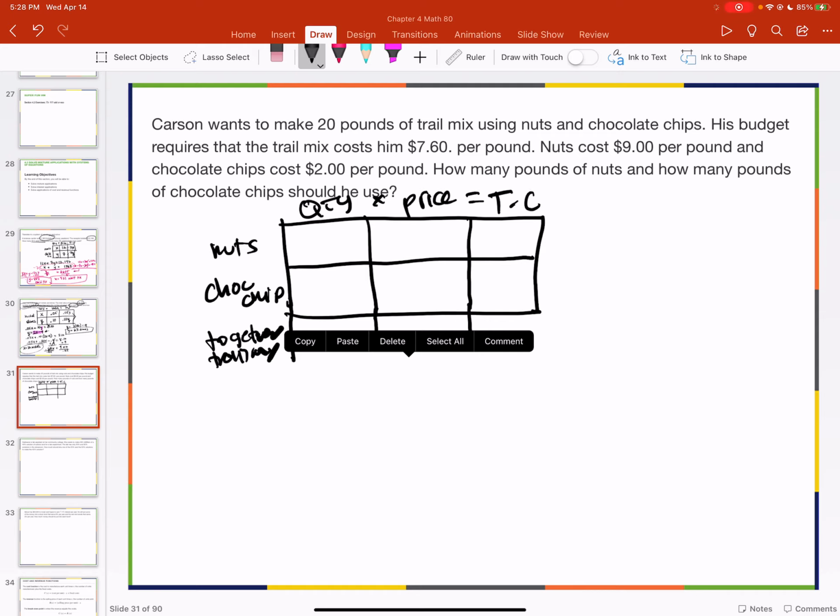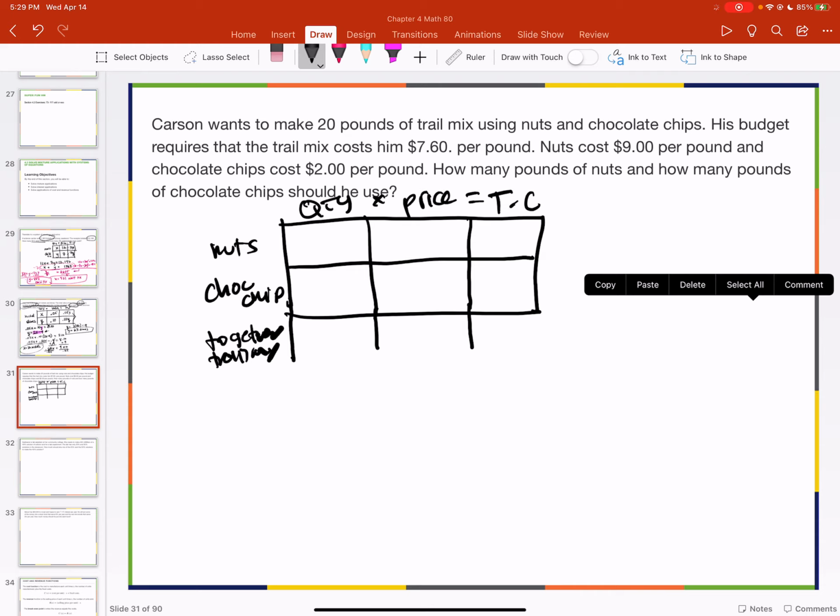Okay, so here we have his budget requires that the trail mix together costs him $7.60 a pound. He wants to make 20 pounds. So how many nuts? Nuts cost $9 per pound, and chocolate chips cost $2. Let those be x and y. Multiplying across, we get 9x and 2y, and then multiplying across here, we get 20 times 7.6.